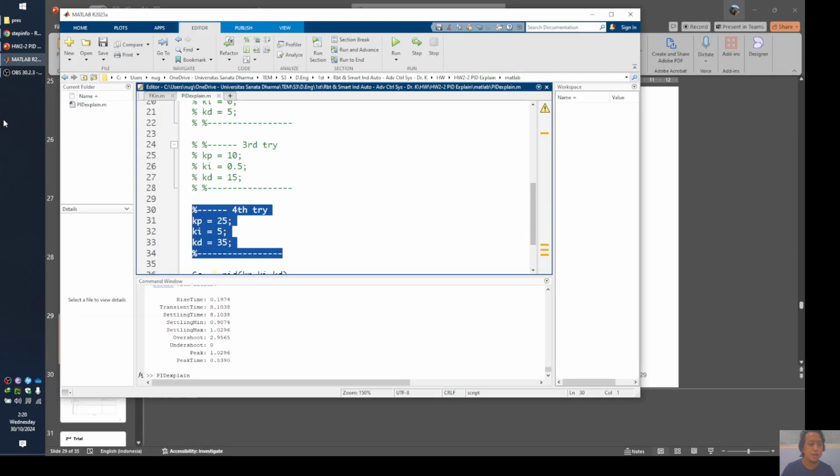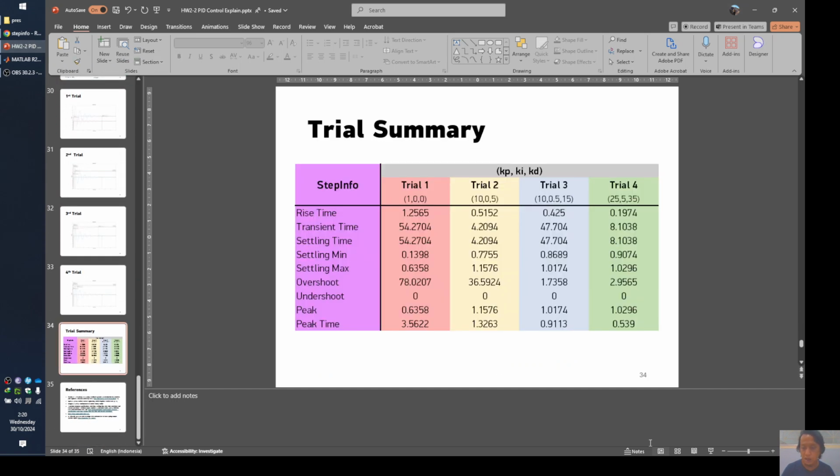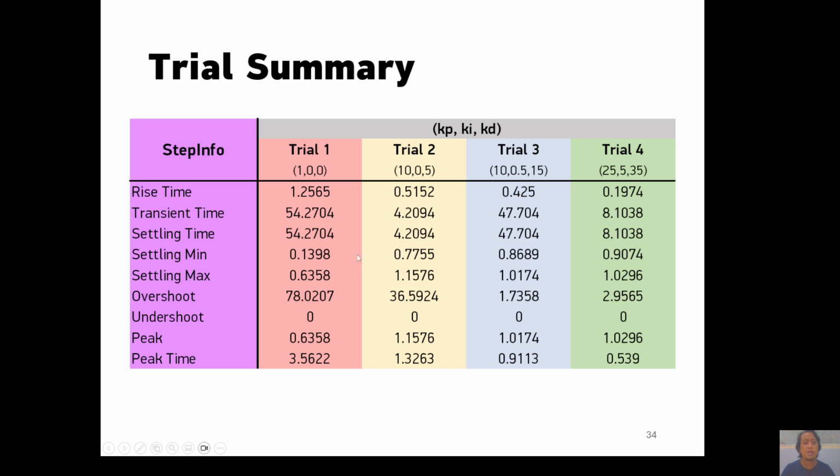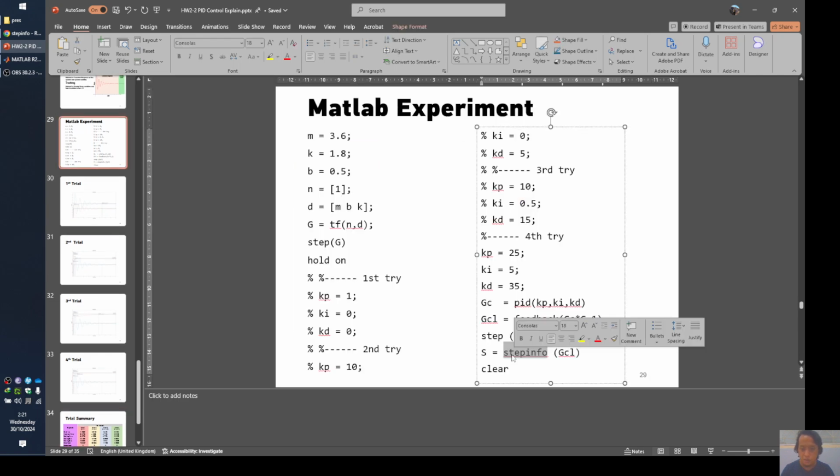Okay, to summarize the trials, this is the rise time, transient, settling time min, settling time max, overshoot, and peak time. We can get these based on this code, stepinfo.